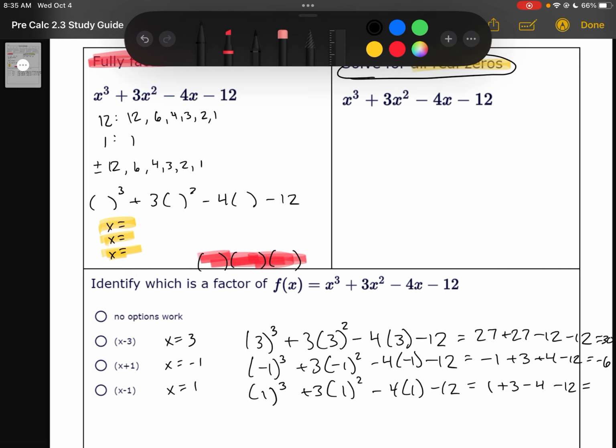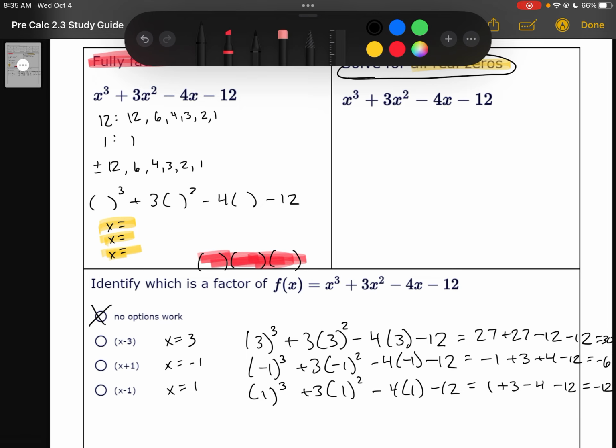So here, what we're going to see is negative 12 should be our answer here. So what it looks like is none of these options work as we're trying to identify what our zeros are.